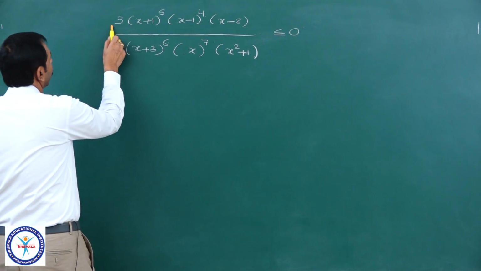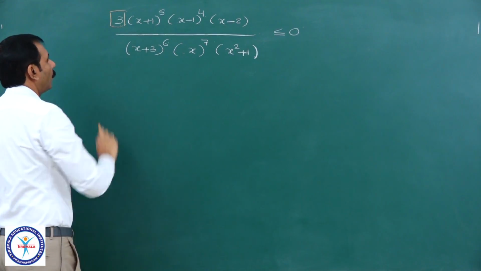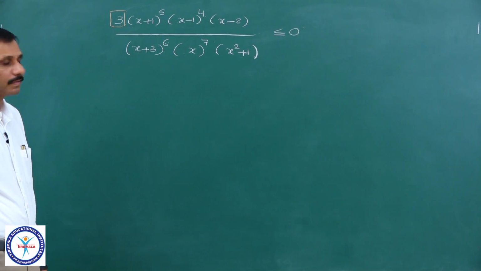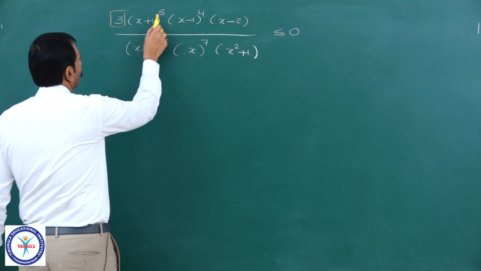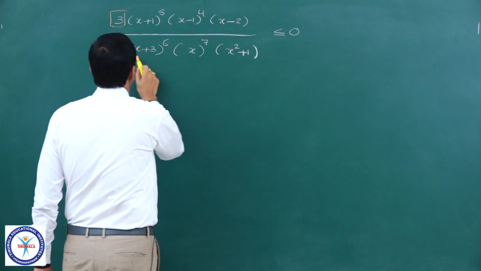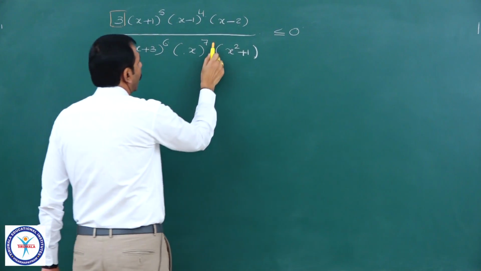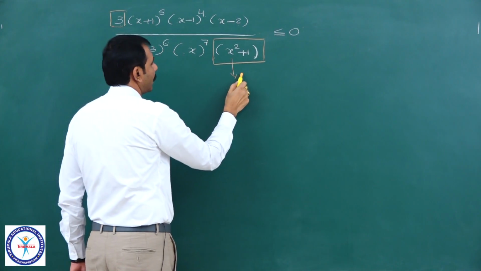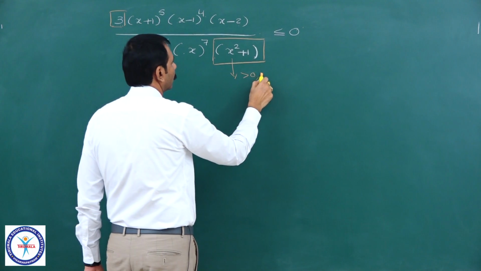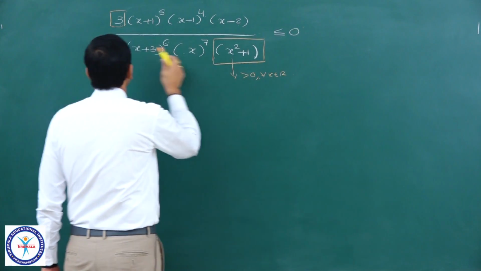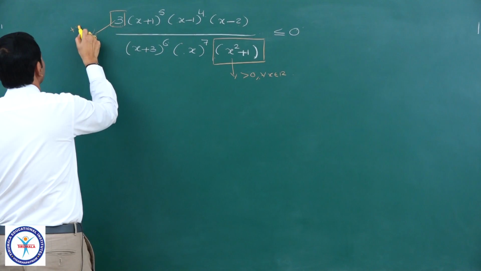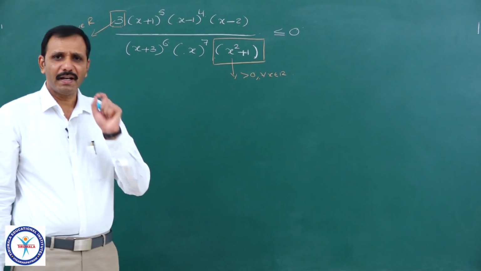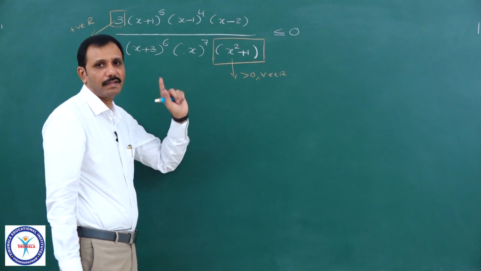Here you see it is 3. It is always positive only, no effect with that one. Here (x + 1)^5, (x − 1)^4, (x − 2), (x + 3)^6, x^7. And this one also, x² + 1 is there, it is always greater than 0, and it is a positive real number. So, these two are always positive only. We need not bother about these two factors.